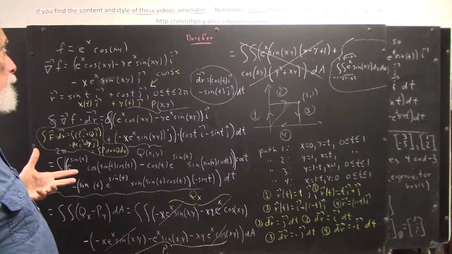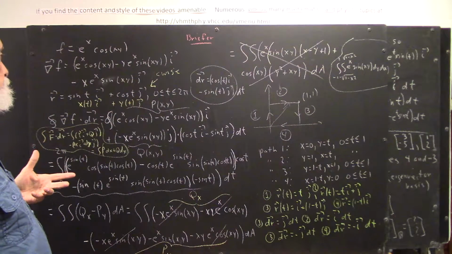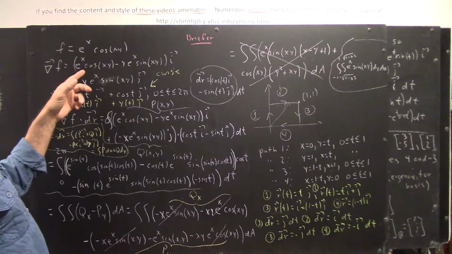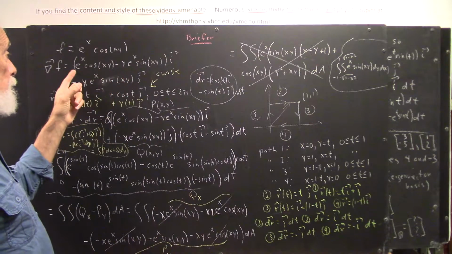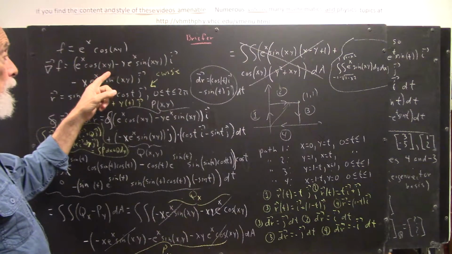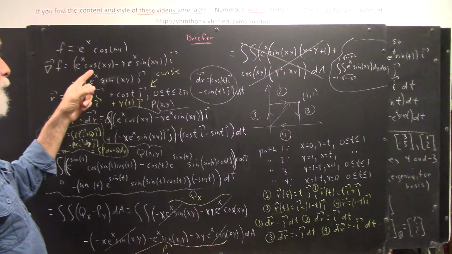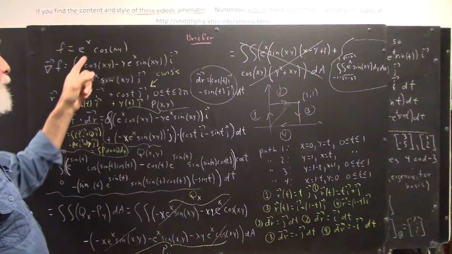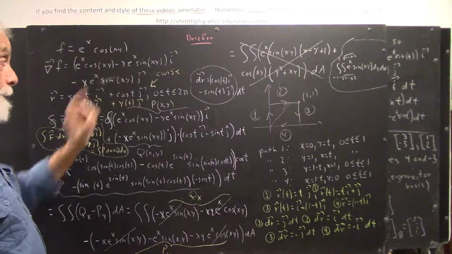our x values are all 0. Okay, so we're going to have e to the x times the cosine of xy. Well, that's going to be e to the 0 times the cosine of 0y. Okay, so that's just going to be what? E to the 0 is 1, cosine of 0 is 1, so we just get 1.